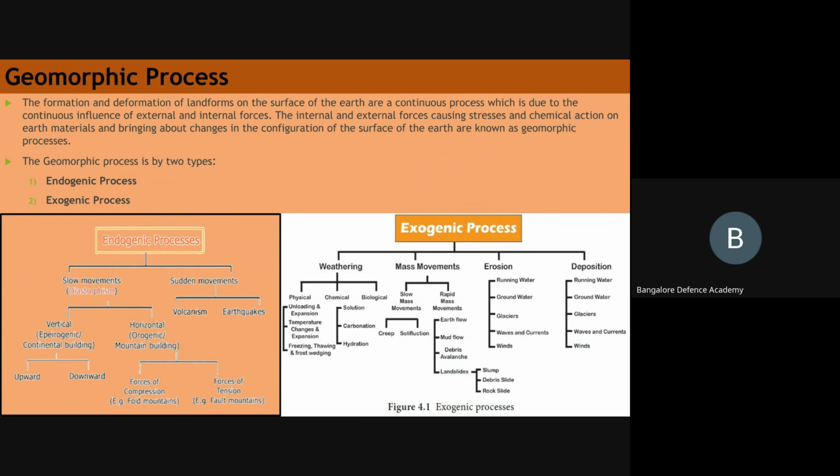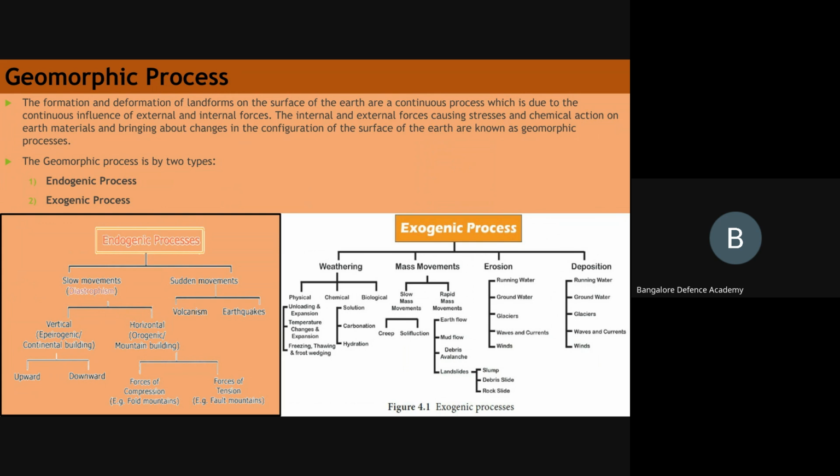Okay, and next is called carbonation. Next is called hydration. Okay, these are the types of chemical weathering. I will tell you everything, don't worry. Okay, next is called biological weathering. Biological is because of floral weathering, because of the plants. Faunal weathering, because of the animals. Anthropogenic weathering, because of human beings. These are different types of weathering: physical, chemical, and biological.